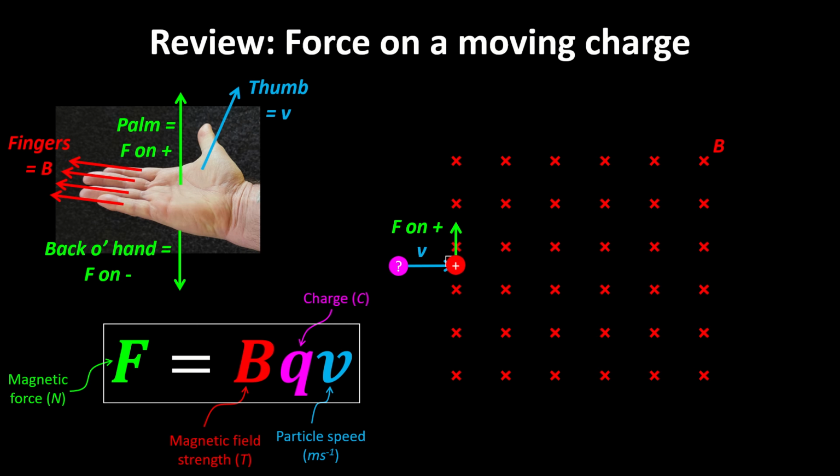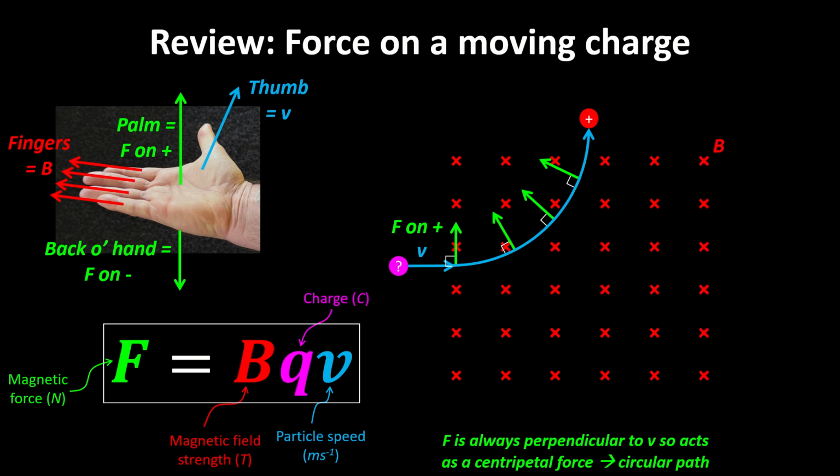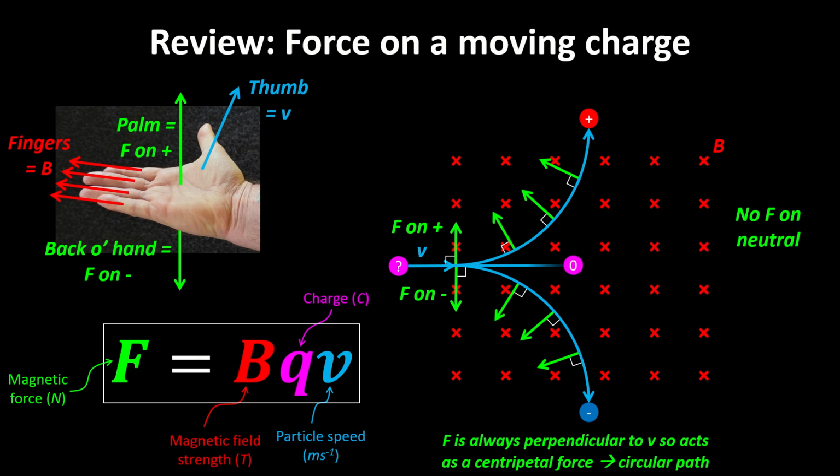But as it moves, the direction of that force will also turn because the force is always perpendicular. So it will move in a circular path because the magnetic force is acting as a centripetal force. It's always perpendicular to the direction, so it makes it a circular path. If it's a negative charge, force will be in the opposite direction and it will deflect downwards, but again, you'll have that same circular path happening. And if it's a neutral charge, there's no force, so it will just move through undeflected. All right, so that's just a little quick review on that.